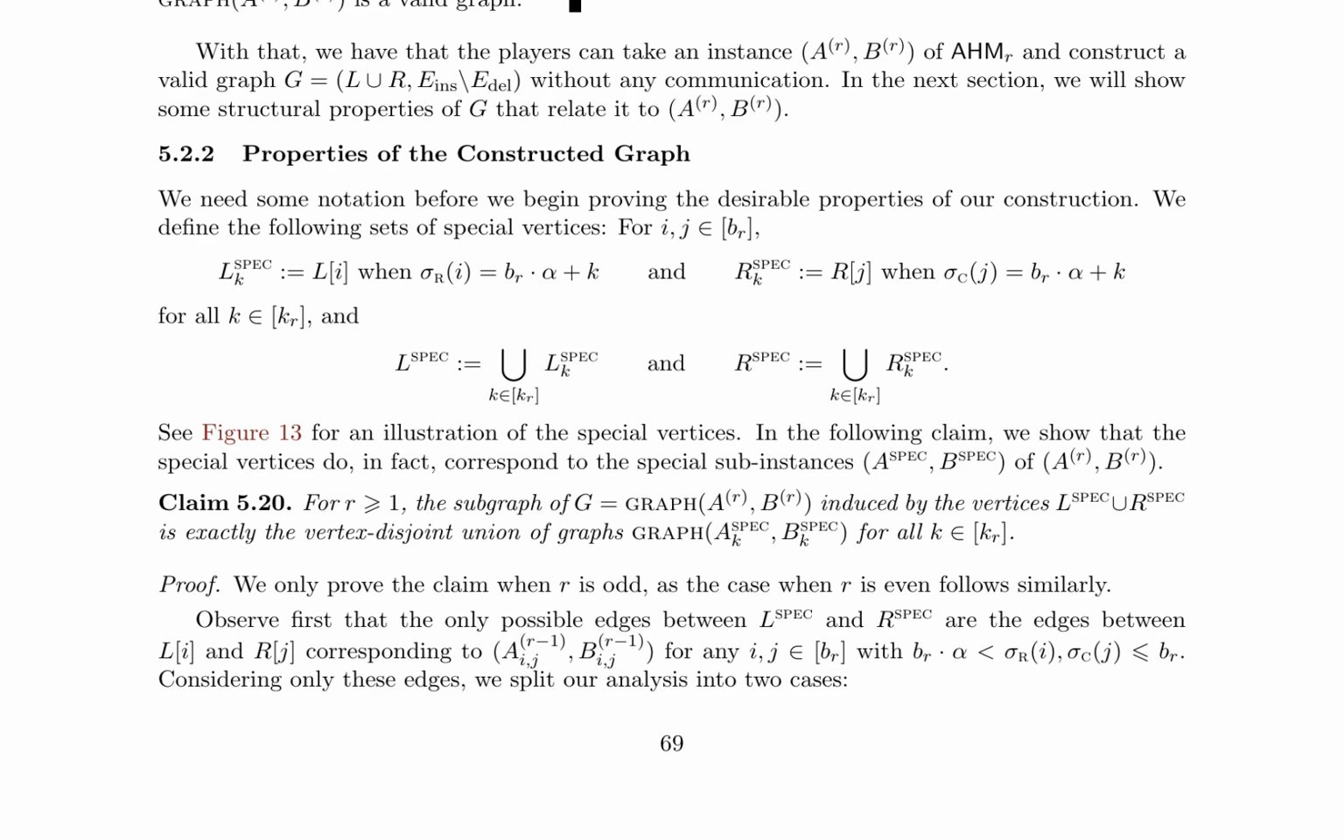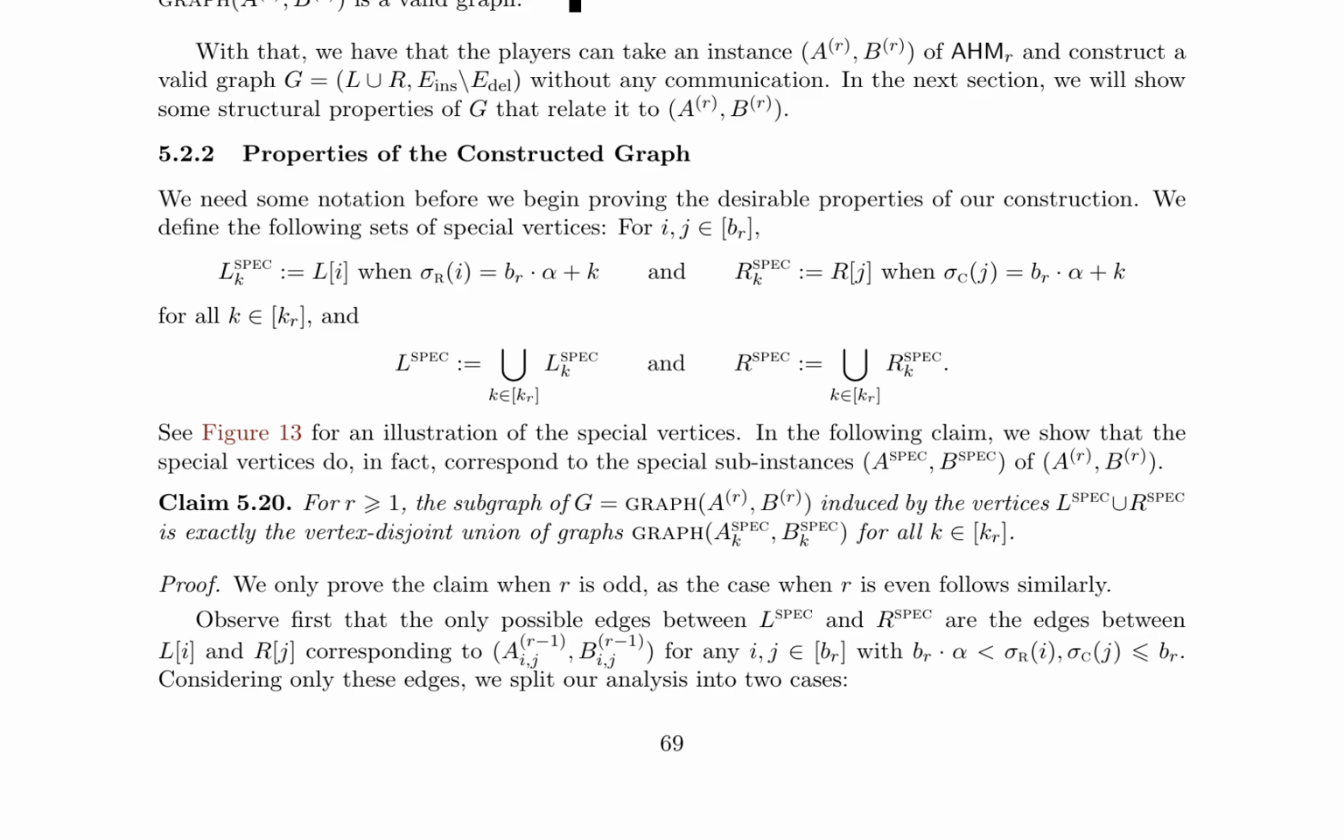The vertex disjoint union of graphs G(A_spec^K, B_spec^K), for all K element of K_R, is a key finding, as it reveals the intricate relationship between the constructed graph and the original instance. This result has significant implications for understanding the properties of the constructed graph and its applications in the context of AHM_rand.